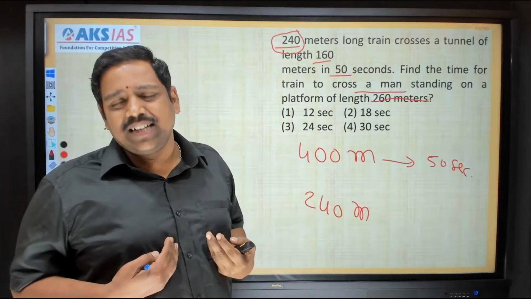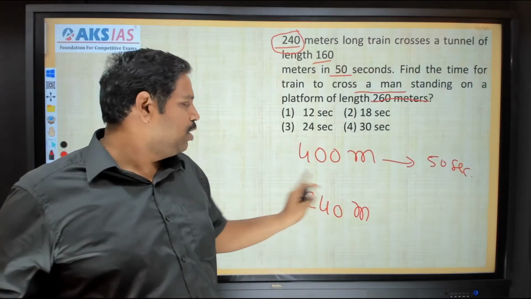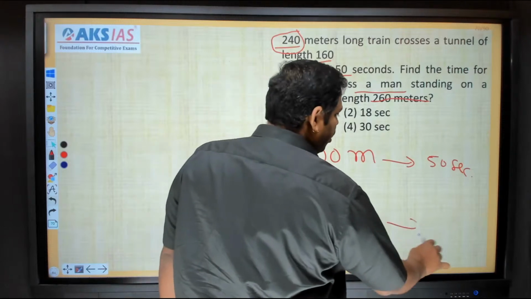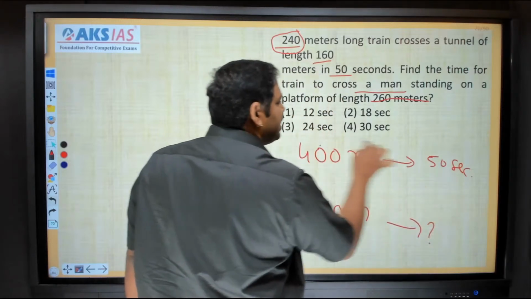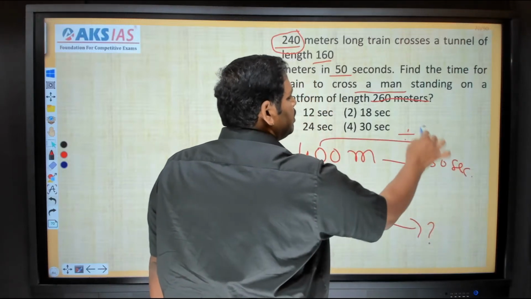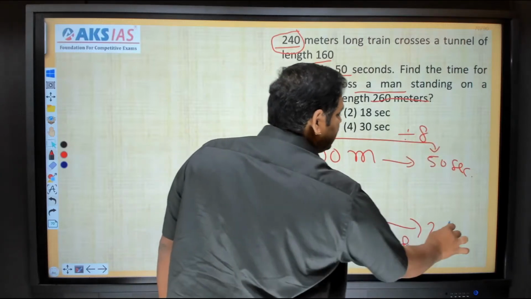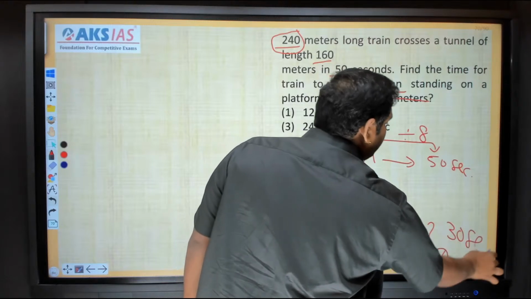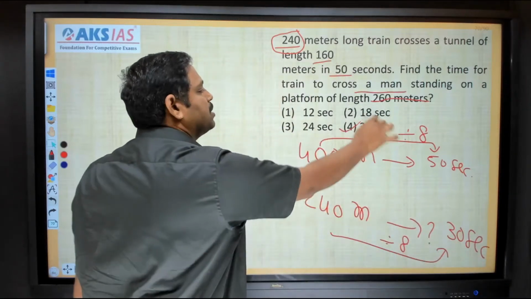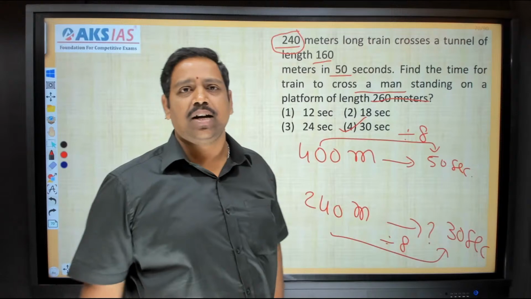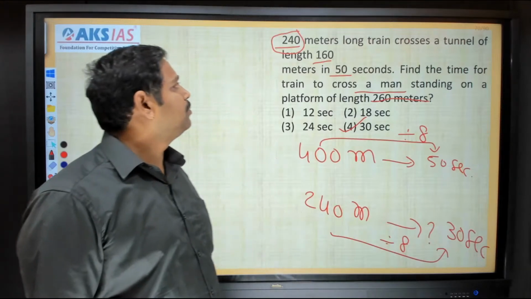It is not required for me, right? So, I will consider only 240 meters. How much time? Okay, 400 to 50 means just by 8, right? So, the same, 240 by 8. 240 by 8 means how much it is? 30 seconds. Means which option? Fourth option is the answer. Hope you understand, okay? Let's see the next question.